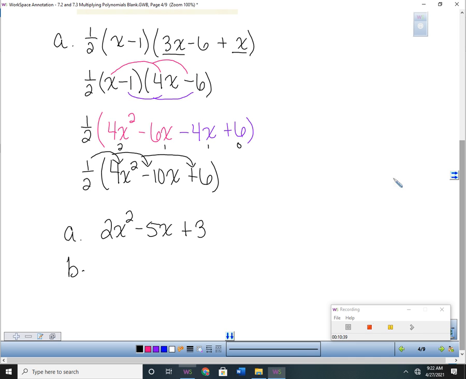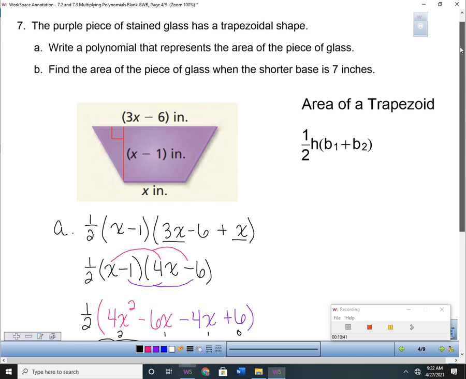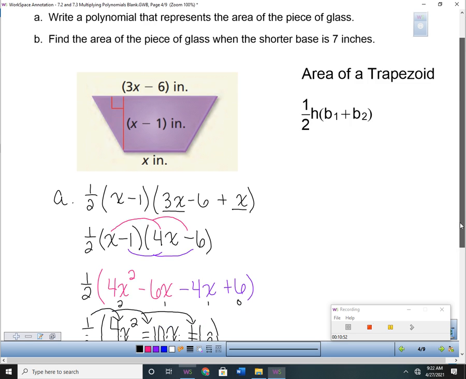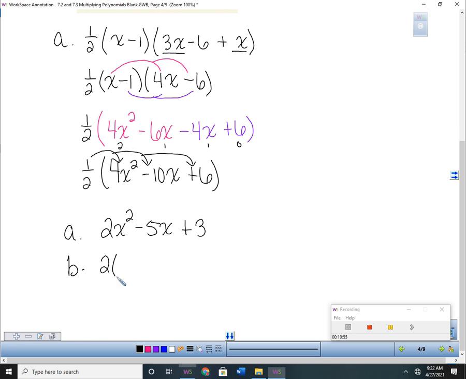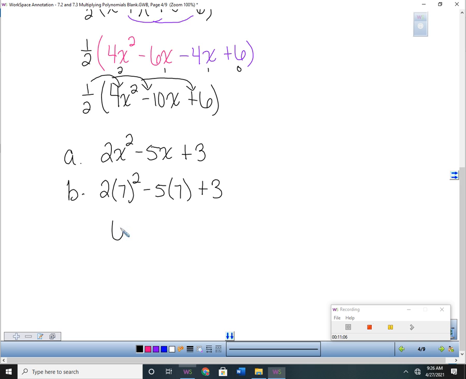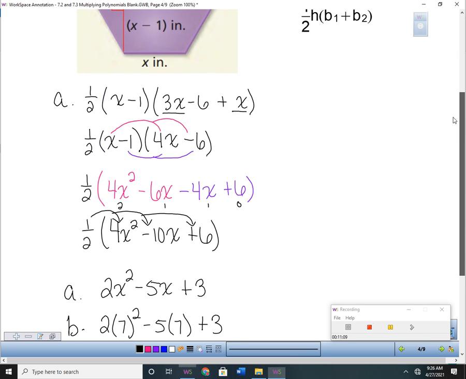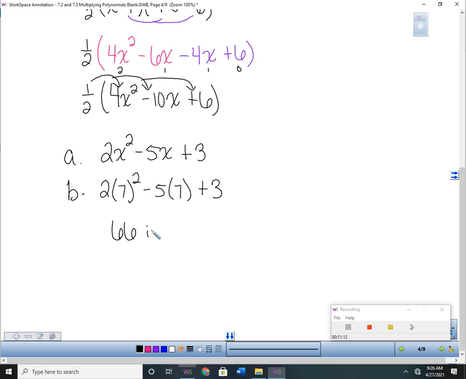All right, part B says, find the area of a piece of glass when the shorter base is 7. Okay, this is the shorter base, yes? So they're asking you to plug 7 in for your x value. So I have 2 times 7 squared minus 5 times 7 plus 3. So we get 66 is the area, and we're in inches. So we would say inches squared to represent area.